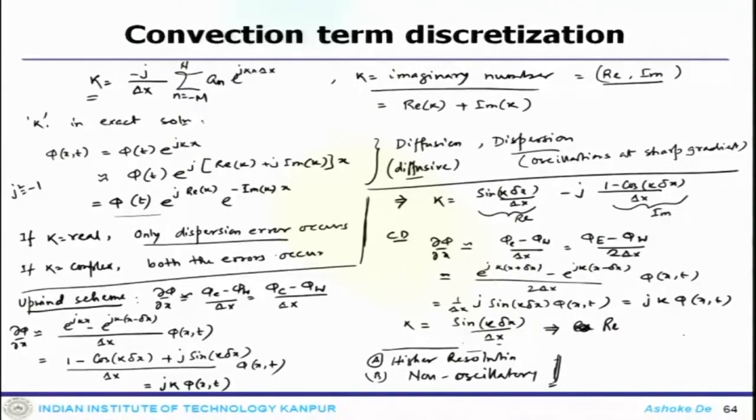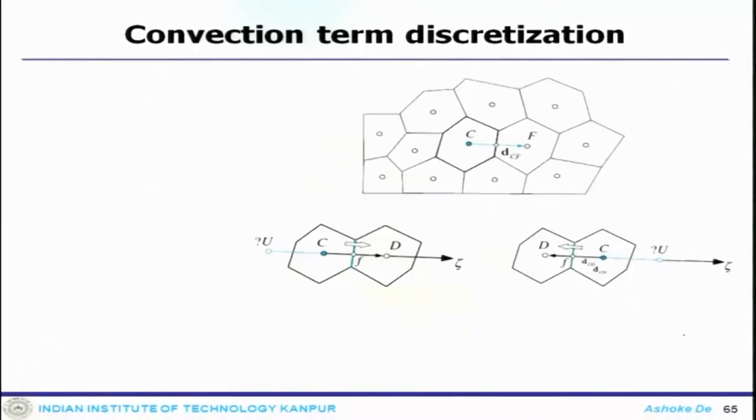Now, just to conclude these things, one more discussion we need to do is higher order scheme on unstructured grid. So, how would the higher order scheme look on the unstructured grid? If you see this particular stencil, this is an unstructured grid.